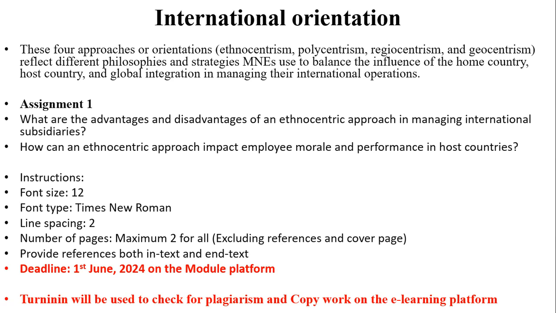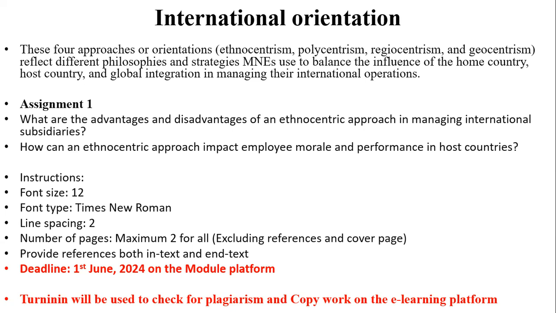So when a firm endorses the ethnocentric orientation, it means that key positions in the firm will be occupied by parent country nationals. And for that matter, it shouldn't be surprising when you find them sending people from the headquarters to come and operate and occupy strategic positions in the subsidiary company. You shouldn't be surprised because they are adhering to the ethnocentric school of thought.